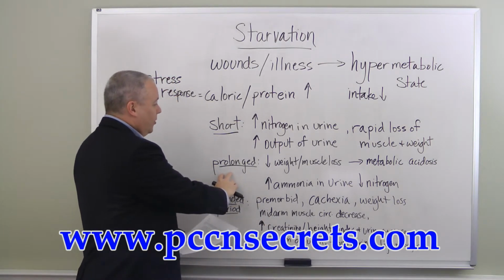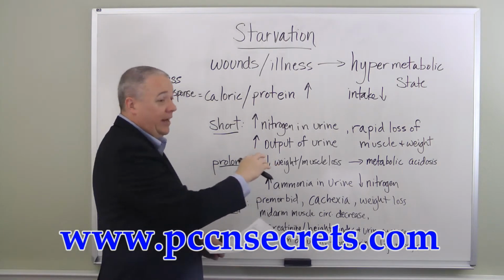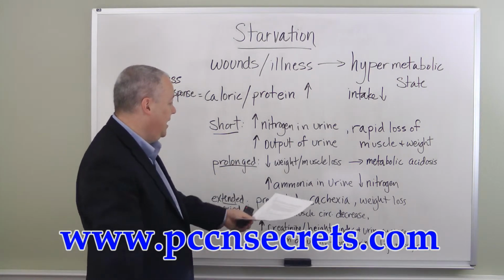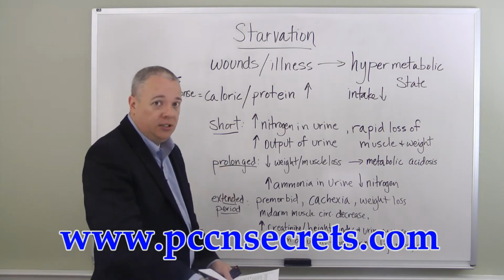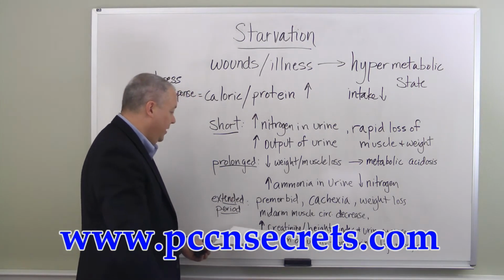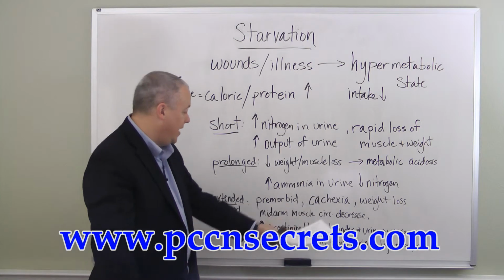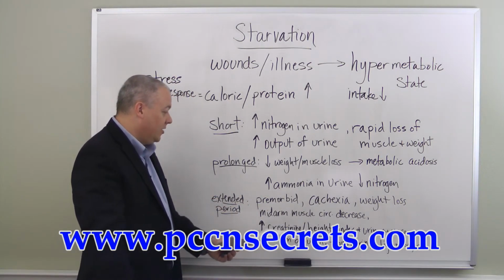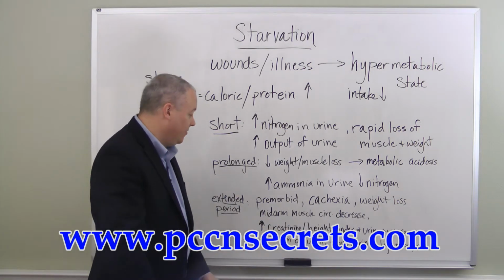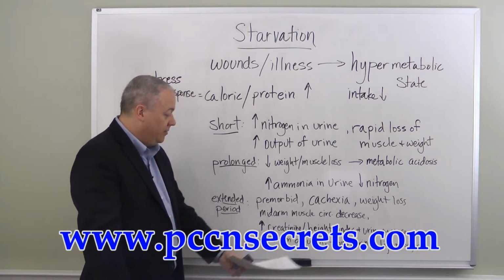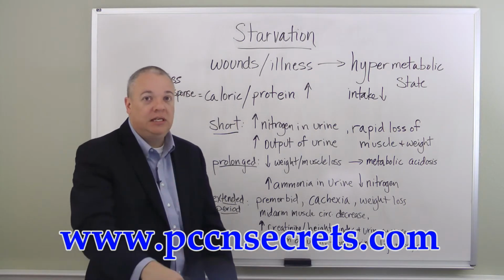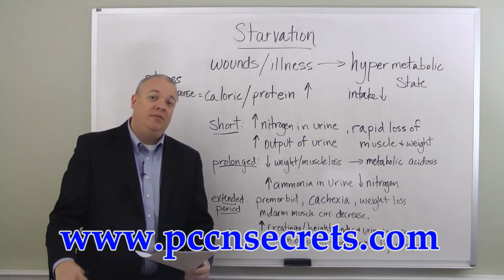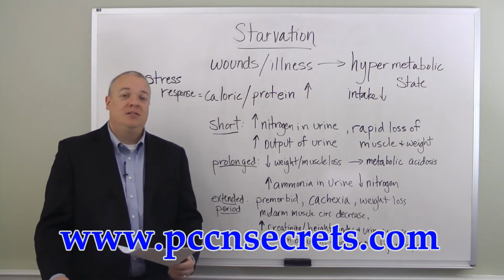If it's not dealt with over a prolonged period, the muscle and weight loss decreases at this stage, but metabolic acidosis kicks in and the ammonia in the urine goes up while the nitrogen goes down. And then over the extended period, premorbidity sets in, cachexia, weight loss, mid-arm muscle circumference decrease, the creatinine height index goes up, as does the urinary urea, while the serum albumin, transferrin, and lymphocytes decrease. That's just a basic overview of starvation and its effects over 3 different time periods on the body, and what causes it, those sorts of things.